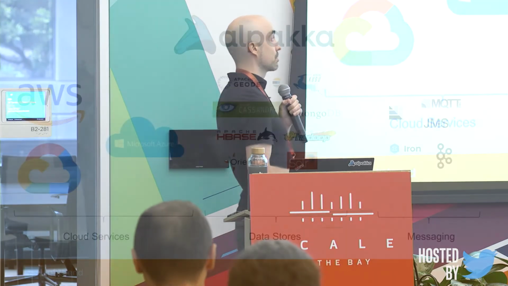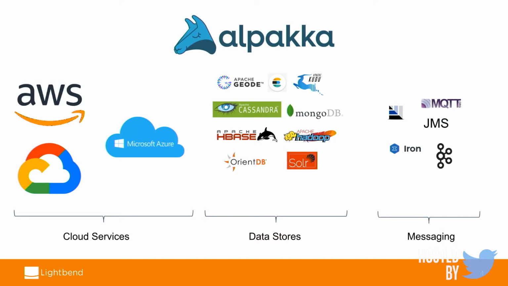So here's kind of a logo cloud of some of the connectors that are supported. I put them into three categories here: the cloud services, data stores, and messaging. So for cloud services, there's support for AWS S3, SQS, DynamoDB, PubSub on Google Cloud, and then most of the popular data stores that you've heard of, we have connectors for those as well.